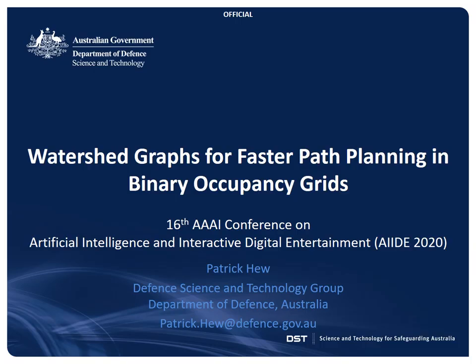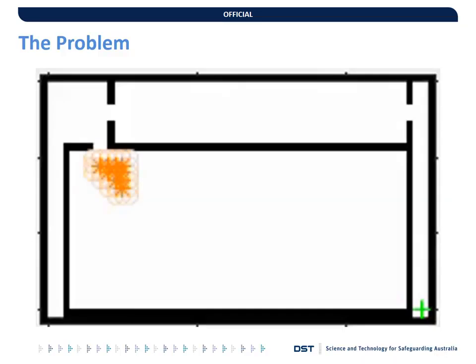It's my pleasure today to talk about using watershed graphs for faster path planning in binary occupancy grids. The research arose from work on trajectory planning for a quadcopter drone.